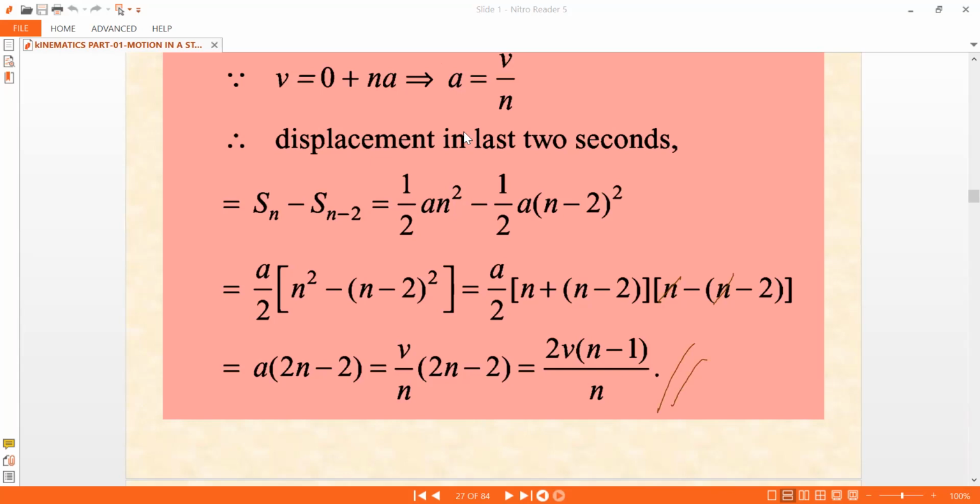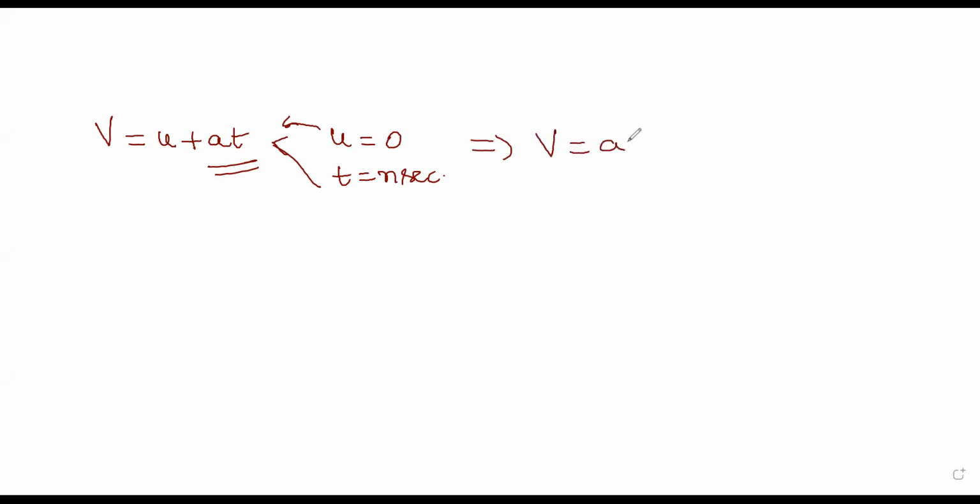So here on the whiteboard, I will explain once again. So the idea is like this. First we use the equation v is equal to u plus at, and they said that it is starting from rest, so u is equal to 0, and the velocity changes after t is equal to n seconds. So when t is equal to n seconds, this equation turns out to be v is equal to a into n. So the acceleration can be written as v by n.